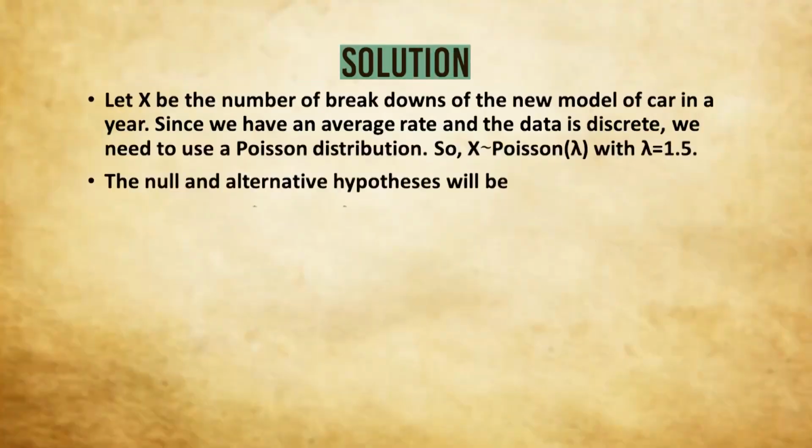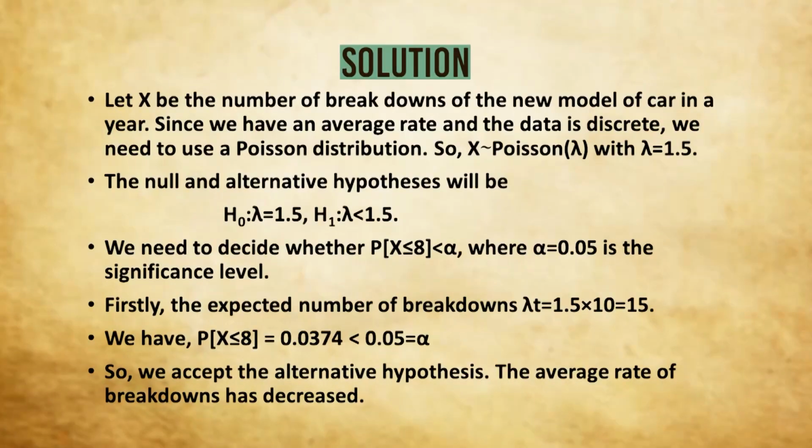Here you see we are given the mean time of breaking down. So we take X to be the number of breakdowns of the new model of car in a year. Since we have an average rate and the data is discrete, we need to use a Poisson distribution. So X follows a Poisson distribution with parameter lambda, where the value of lambda is given to be 1.5. So here we will test H0: lambda equals 1.5 against the alternative lambda less than 1.5, because if the new process improves the situation, then obviously the average number of breakdowns will be lower.